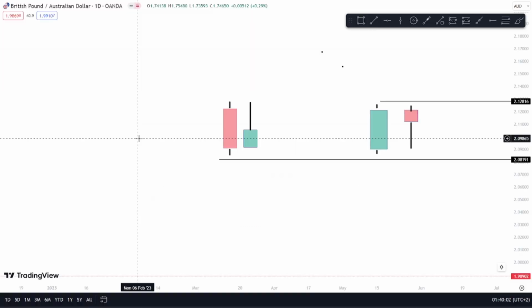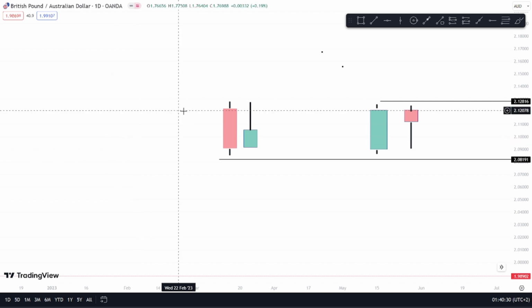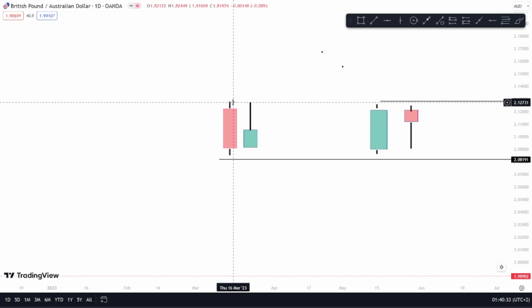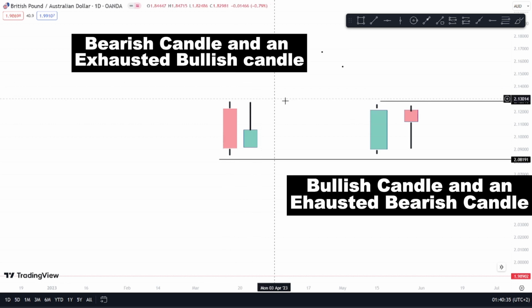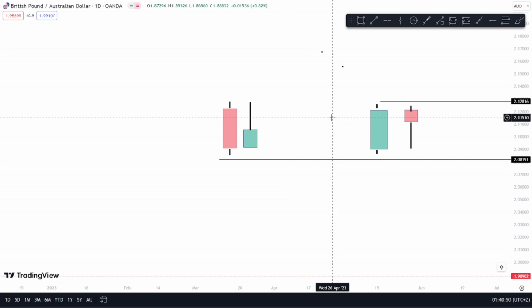In this specific video, I'm going to be showing you guys how to read candlesticks like a pro, and hopefully this will help you improve on your entries and avoid unnecessary trades. So what we have right here are two sets of candles. We have a bearish candle and a bullish candle. We also have a bullish candle and a bearish candle, and you might be asking yourself why we have these specific sets of candles.